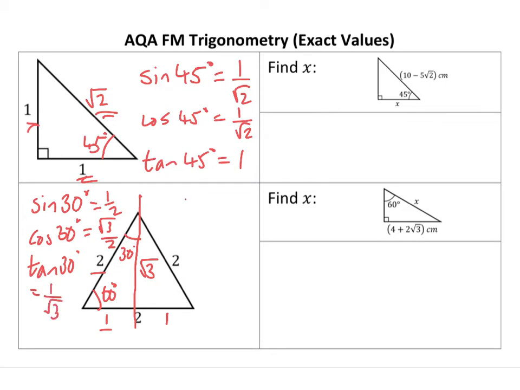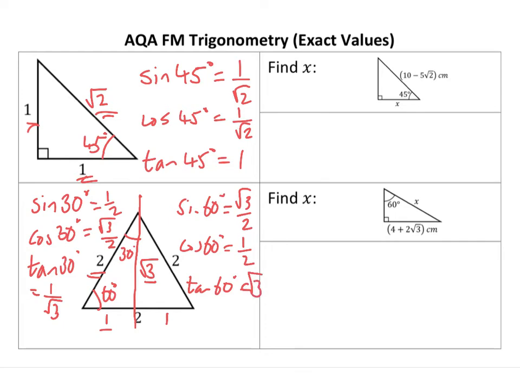Okay, I can then also work out that sine 60 is, where's 60? Root 3 over 2. Cosine of 60 is a half. And tan of 60 is opposite over adjacent, which is root 3.